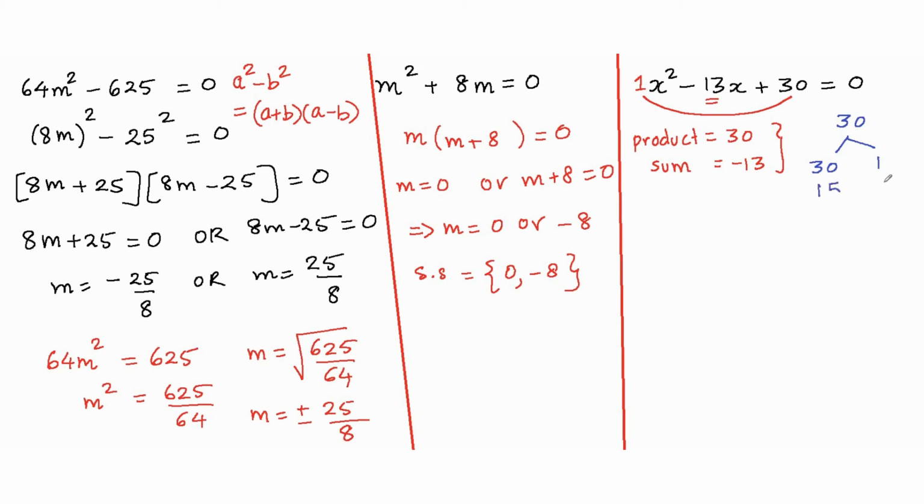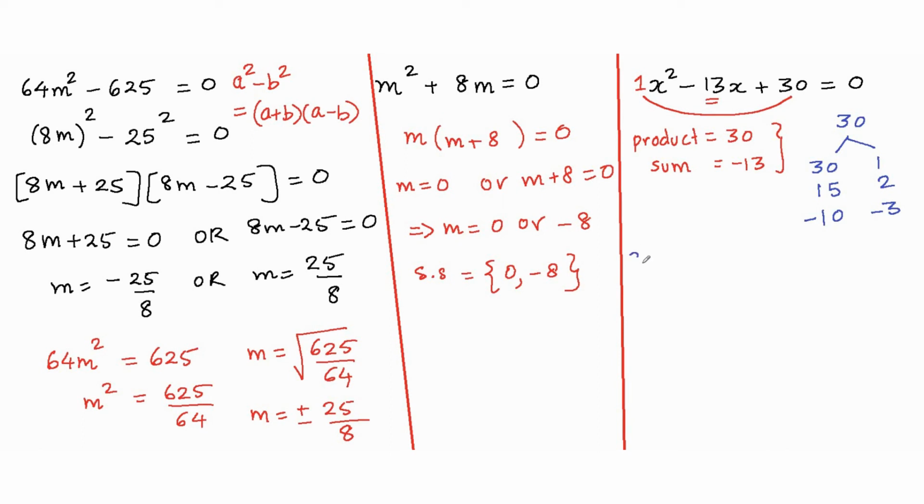It is also 15 twos are 30, but I cannot get a sum of negative 13 because minus 15 and minus 2 will give me minus 17. The next option is 10 threes are 30, and yes, this is the right option because negative 10 and negative 3 will become negative 13, and negative 10 into negative 3 will become positive 30. So this is definitely a very good option for splitting the terms.